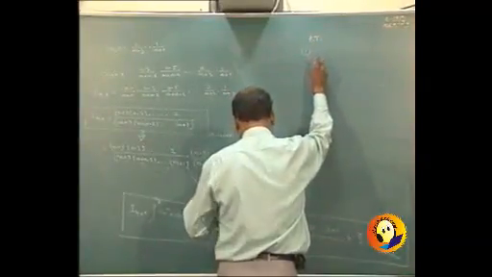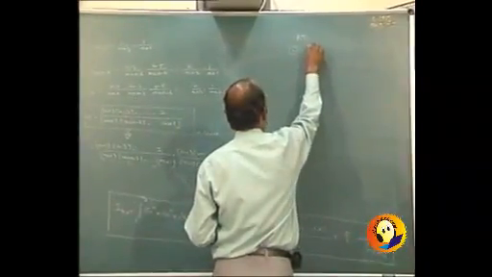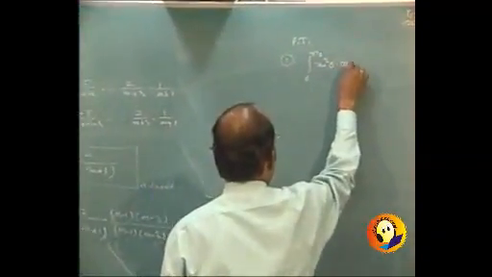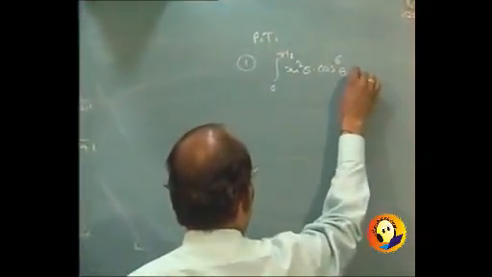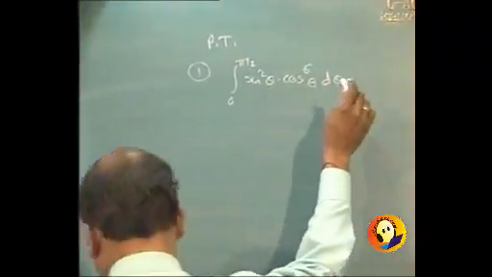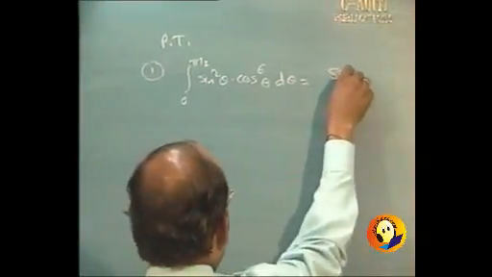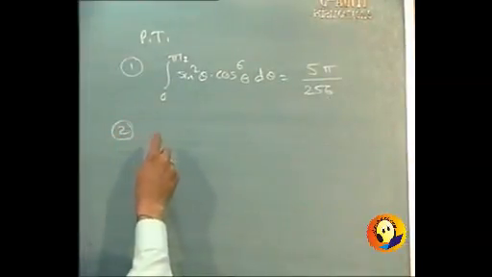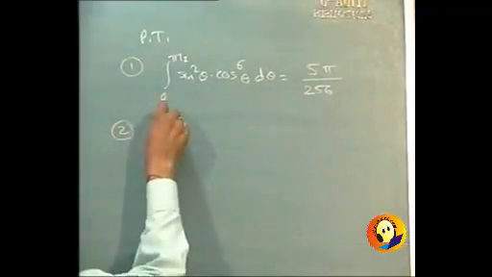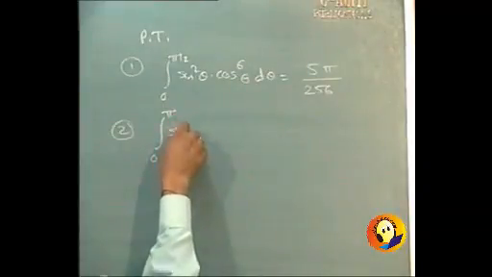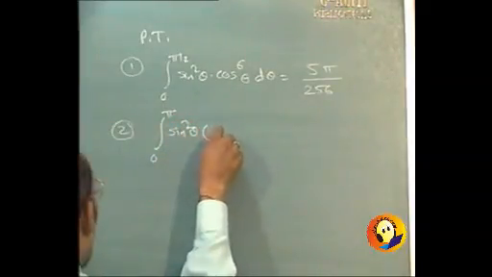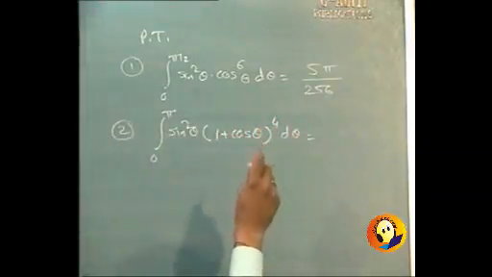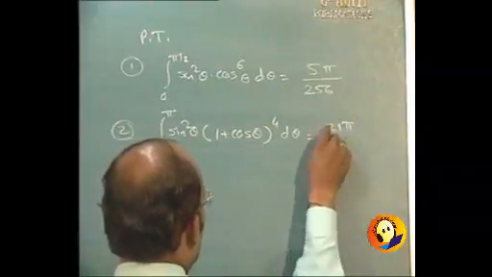First one, integral 0 to pi by 2 sin square theta into cos raised to 6 theta d theta is equal to 5 pi upon 256. Second, integral 0 to pi sin square theta into bracket 1 plus cos theta bracket raised to 4 d theta is equal to 21 pi upon 16.